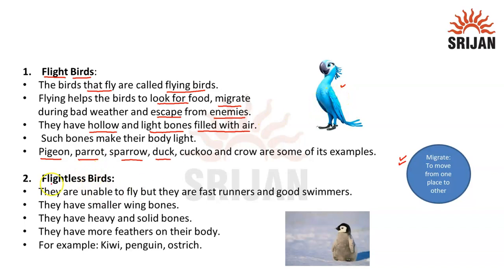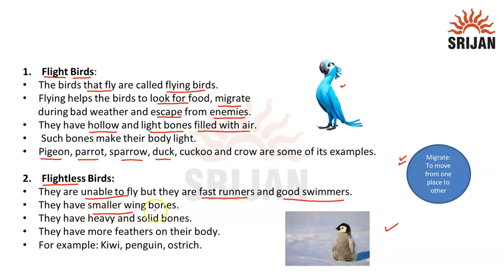Okay, so next is flightless birds. As the name indicates, flightless birds are those who are unable to fly, but they have another quality other than flying. That is, they are fast runners and good swimmers. And one of the prime examples of flightless birds is the penguin. See how cute that penguin is.